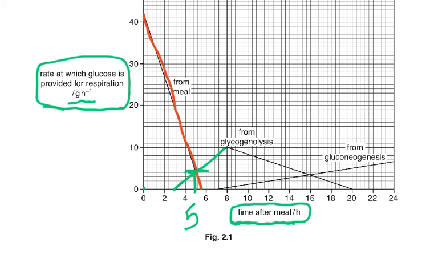So, I'll just explain this again. State the time after the meal when the rate at which glucose was provided from the meal for respiration was the same as the rate at which glucose was provided from glycogenolysis. So you have to see where they both intersect, and that was at 5 hours. So please understand the question and then answer it.